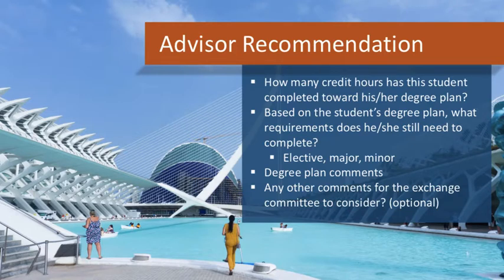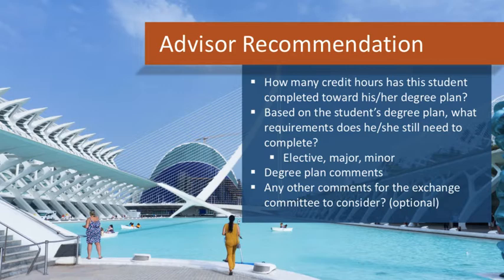They also have a text box to give us any comments on your degree plan. If they have any specific courses or types of courses that they think you should be looking for, if they have any concerns about academic policies, this is where they can give us that information. And then they have an optional text box where they can give us additional comments to consider.